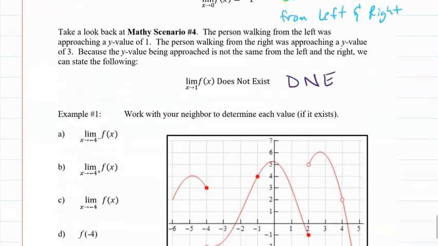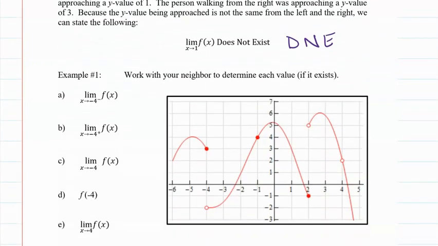Okay, so that's limits. What I want you to do now is work with a partner, answer A, B, C, D, and E, and then I'll go back to Google Classroom, and I'll have a short little video that has the answers and explains the answers to make sure you're getting those right.